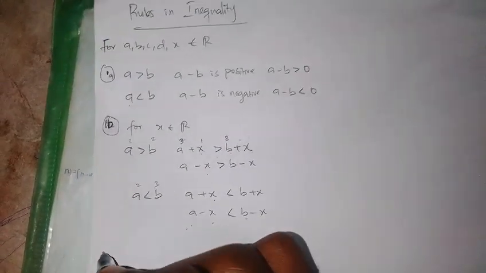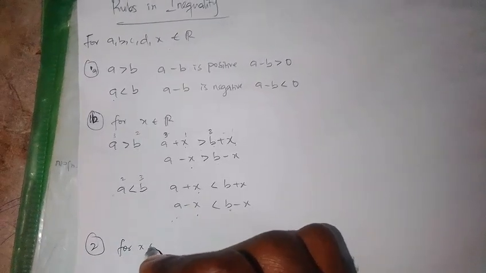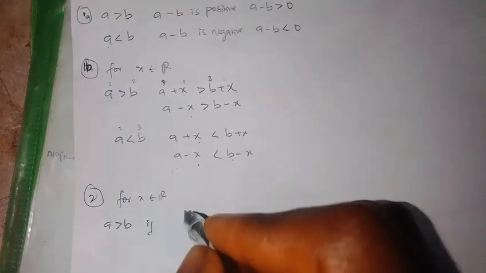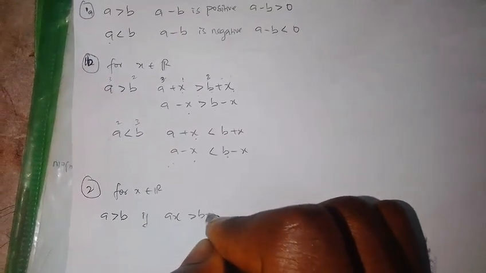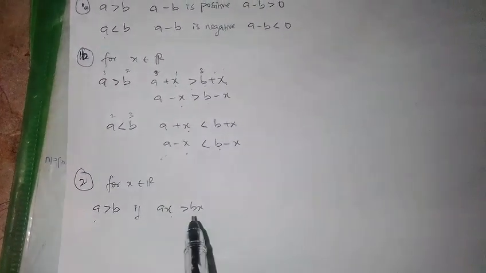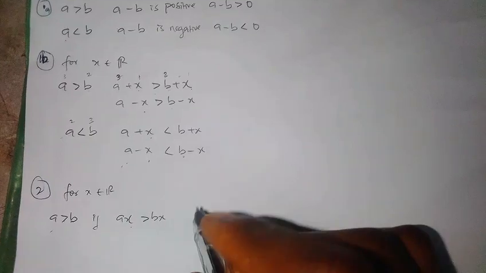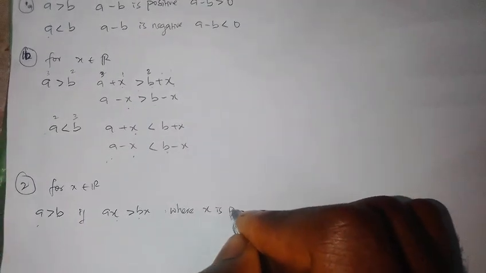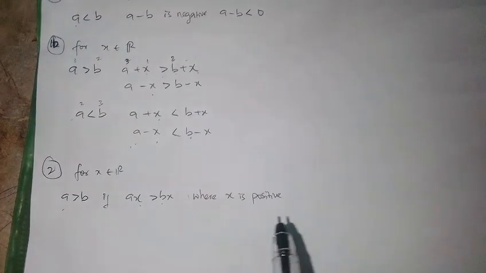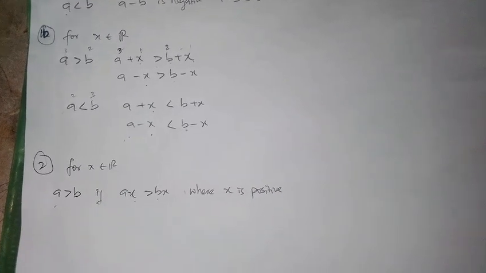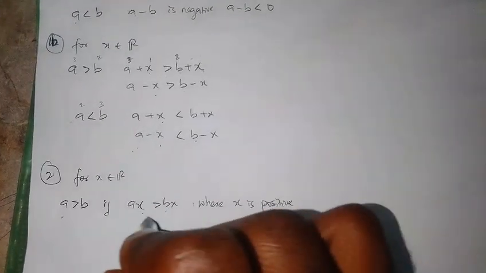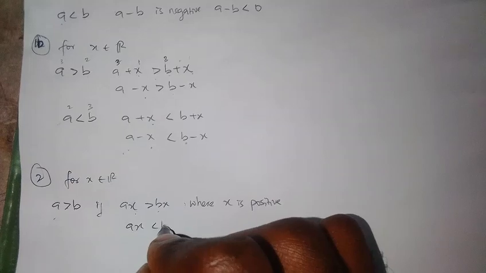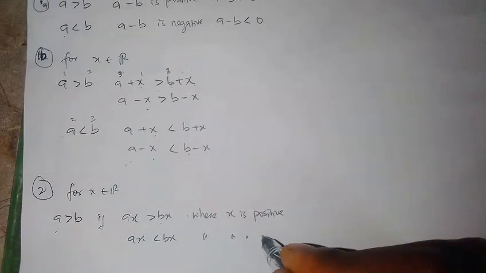Now, for number 2 rule, for X an element of the set of real numbers in this case, A is said to be greater than B if AX is greater than BX. That is, if I multiply X by A and multiply X by B, AX is said to be greater than BX where my X is positive. If my X is greater than 0, any value of my X which is greater than 0, when applied to this equation, I must get a positive result. So, also, AX is less than BX where X is negative.